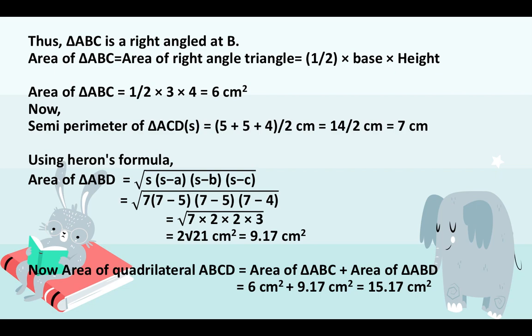Now area of quadrilateral ABCD is equal to area of triangle ABC plus area of triangle ACD. So this is equal to 6 centimeter square plus 9.17 centimeter square, which is 15.17 centimeter square.